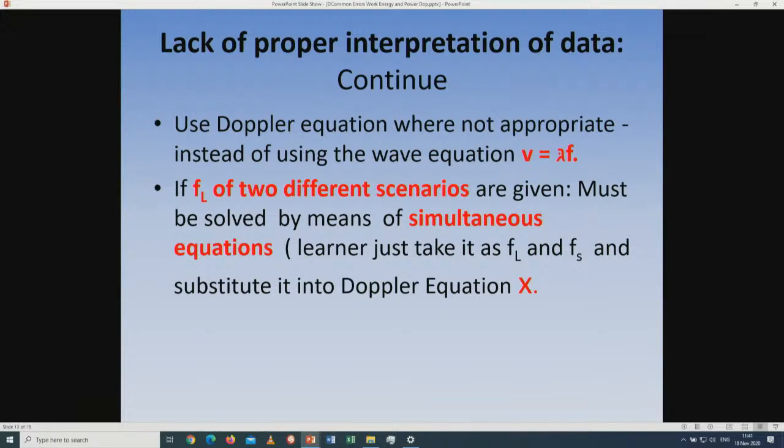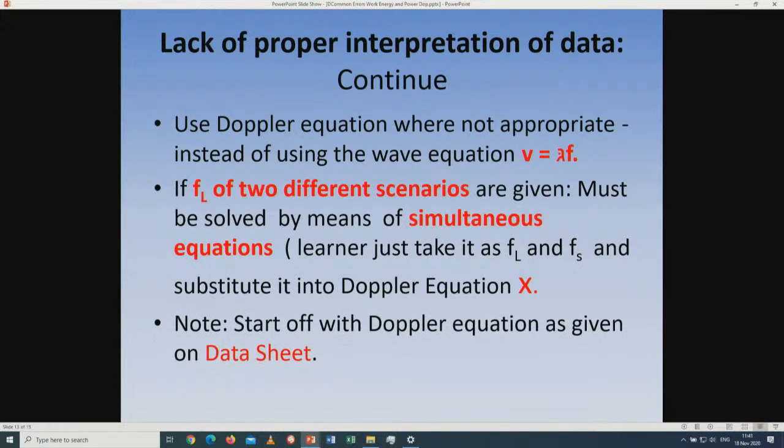And then it is certainly a case of simultaneous equation solution. The other mistake that learners make is that they only see two frequencies, and instead of seeing these as two frequencies detected by the listener, they interpret them as one for FL and another one for FS, and they take it as a single step calculation. They haven't understood the question properly, that two different scenarios are given, and therefore it is simultaneous equations.